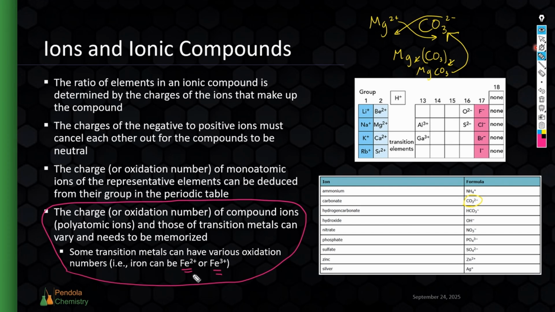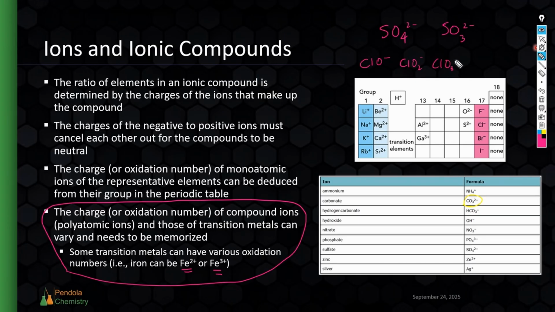But it can also be related to things like groups or families of polyatomic ions. For example, the sulfate ion, SO4 2-, has a bit of a family because we have 2 different ions that have a similar conformation. We have sulfate, which is SO4 2-, and sulfite, which is SO3 2-. Similarly, we have groups of larger ions like the chlorate family, where we have hypochlorite, which is ClO-, chlorite, which is ClO2-, chlorate, which is ClO3-, and perchlorate, which is ClO4-.